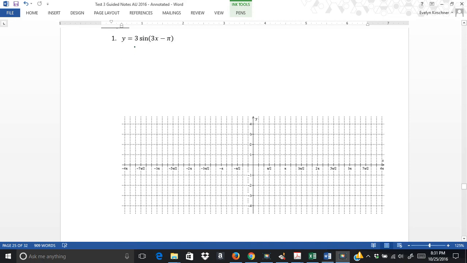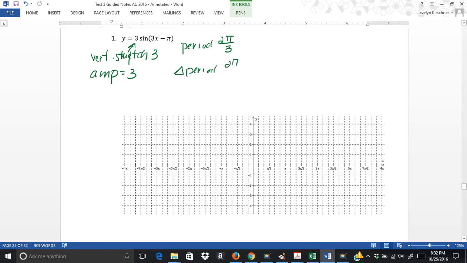So look at this example. This 3 here tells me I have a vertical stretch of 3, or my amplitude is 3. The 3 tells me that my period is 2 pi divided by 3, which means my change in my period is 2 pi over 3 divided by 4, or times 1/4, which gives me pi over 6.